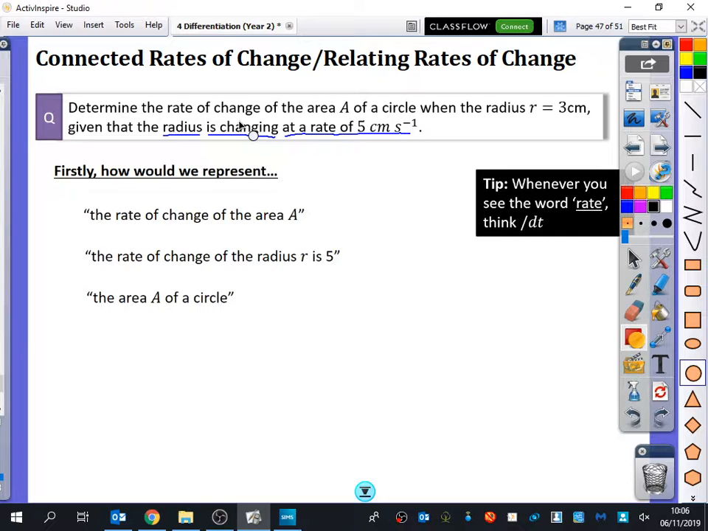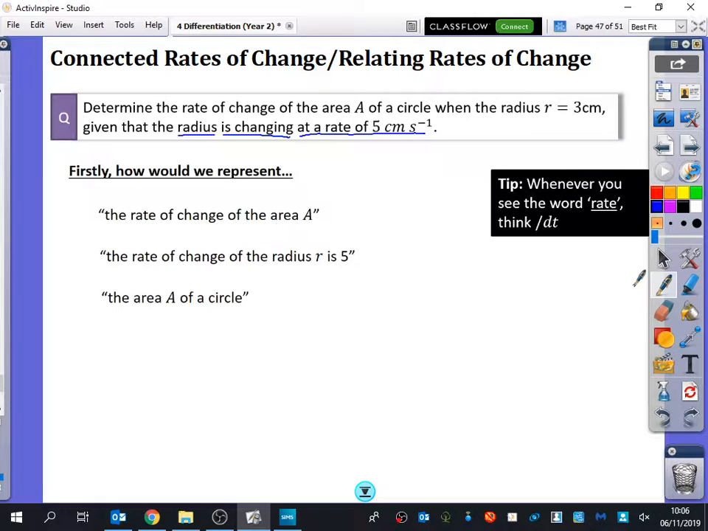Because the area is proportional to r squared and the radius is increasing at a constant rate. So if the radius is increasing at a constant rate, the area can't be increasing at a constant rate because it's proportional to r squared. So let's see how this is actually going to behave. Right, we're going to break the question down and think about how we can translate the worded parts of the question into mathematical terms.